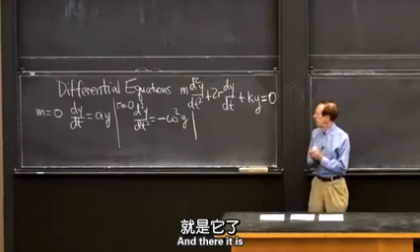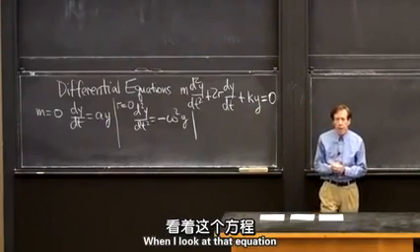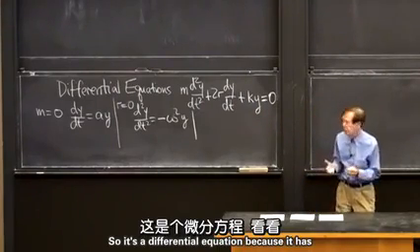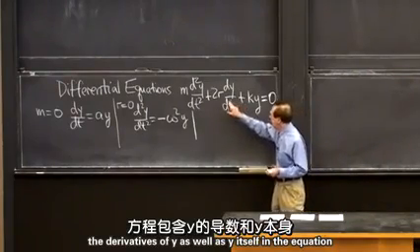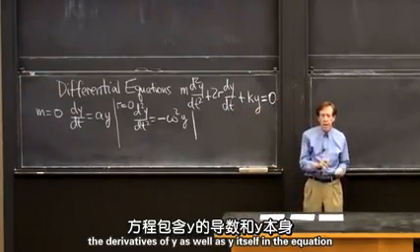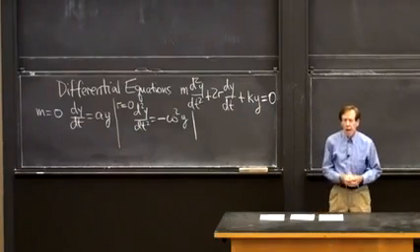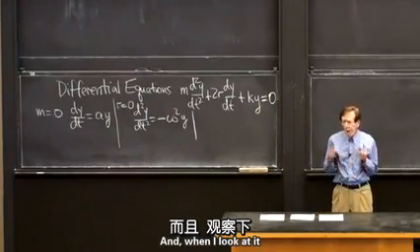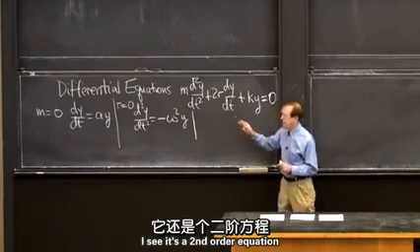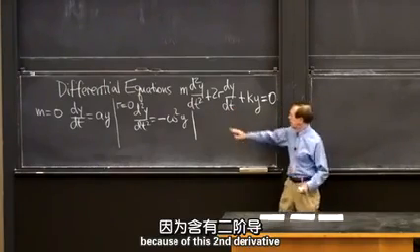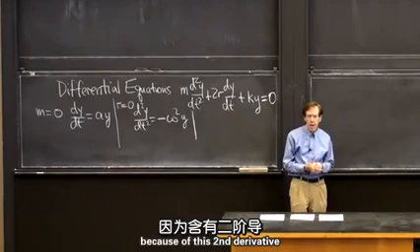And there it is. When I look at that equation, it's a differential equation because it has the derivatives of y as well as y itself in the equation. And I see it's a second order equation because there's a second derivative.